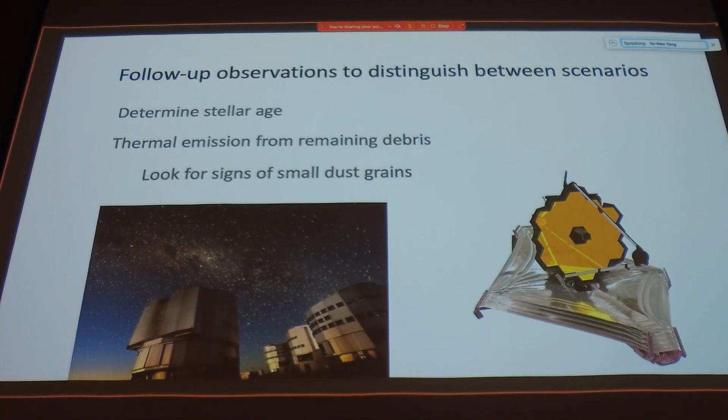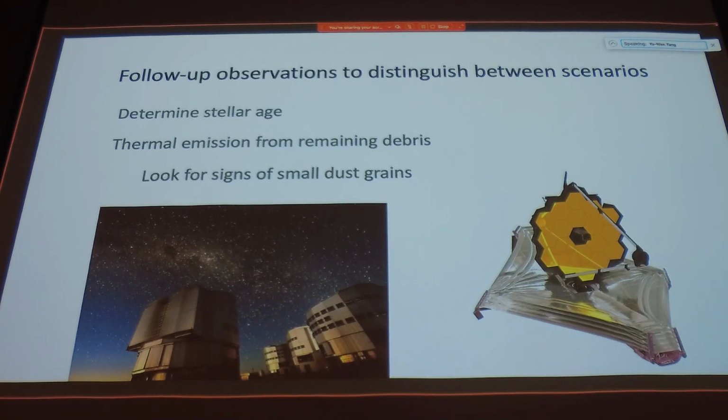Now, of course, that team and also us are both planning follow-up observations to distinguish between these scenarios. The follow-up observations are going to be focused on two different aspects. First, we need to determine the stellar age, and the other point is that we need to look for thermal emission from this dust cloud to figure out what the temperature is, and we look for spectral features of small dust grains, to establish that indeed we're looking at a debris cloud.